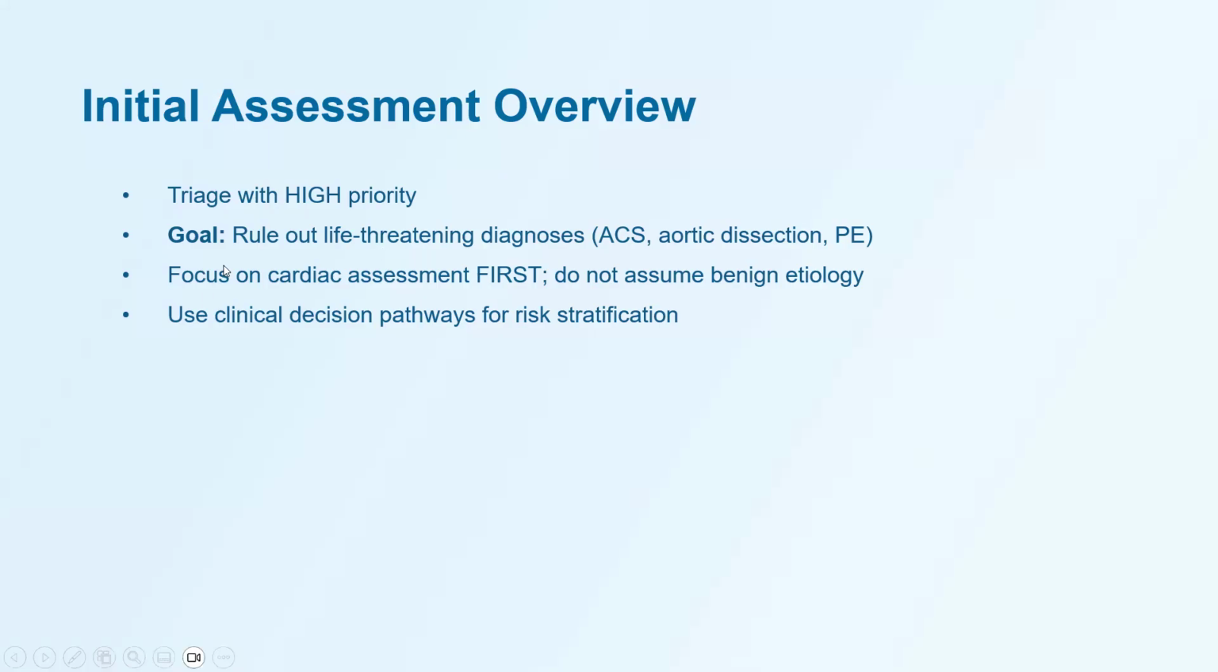The goal in chest pains is going to be ruling out life-threatening conditions such as acute coronary syndrome, acute aortic dissection, pulmonary embolism. Our focus is on cardiac assessment first, and we should not assume benign etiology based on patient presentation. Up to 40% of cases of coronary syndrome are not typical chest pains radiating to the arm. They can be silent, may present with shortness of breath, or they may have a localized pain versus pain radiating to the left arm or jaw.